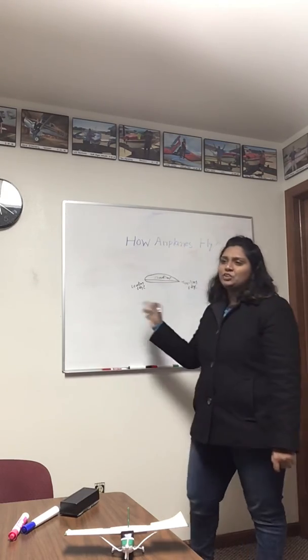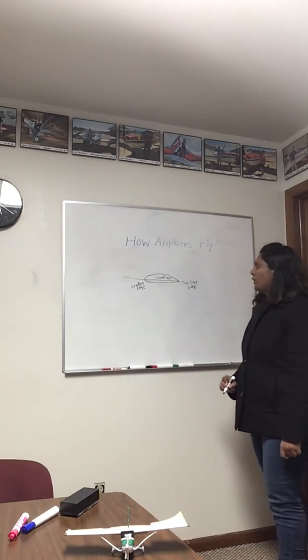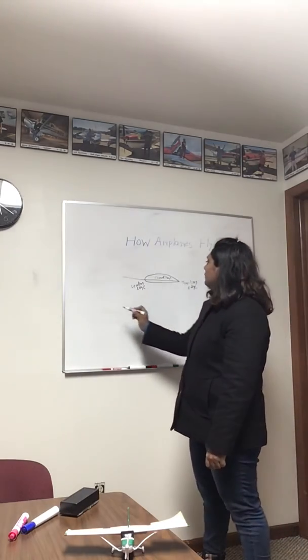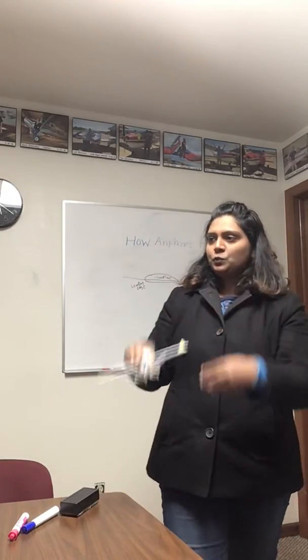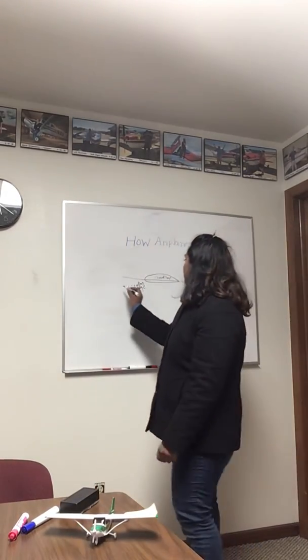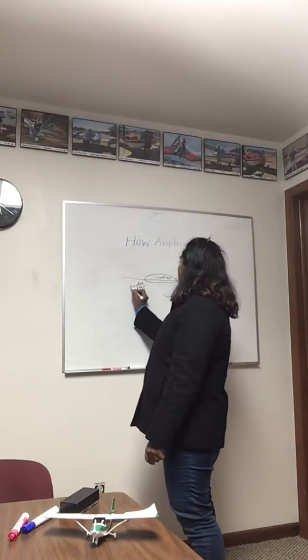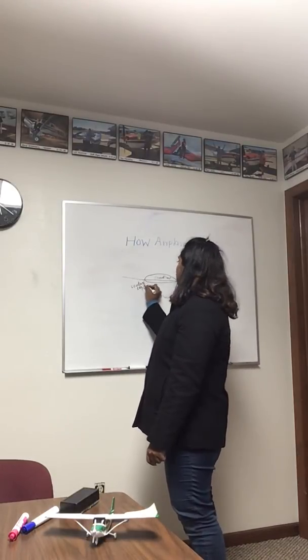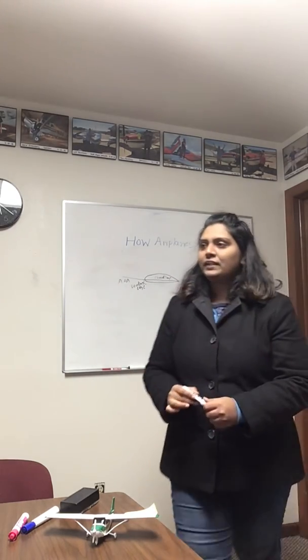And just for this drawing purpose, I would like to extend it a little bit. Okay. So remember, when the airplane is moving forward, we have relative wind coming towards us. So the angle between the relative wind and your chord line is called your angle of attack. Does that make sense? Yes.